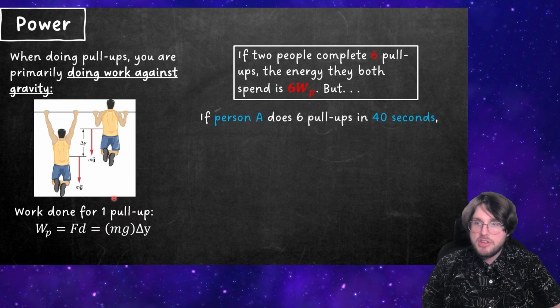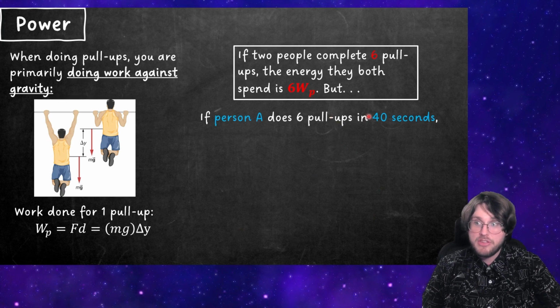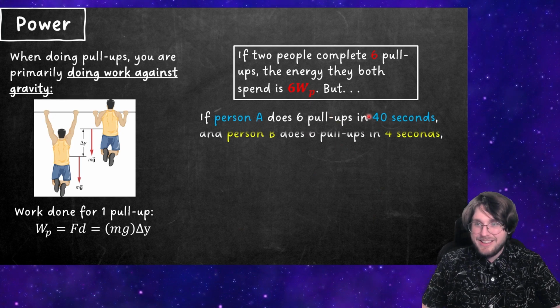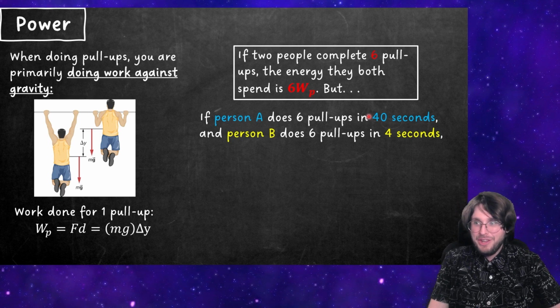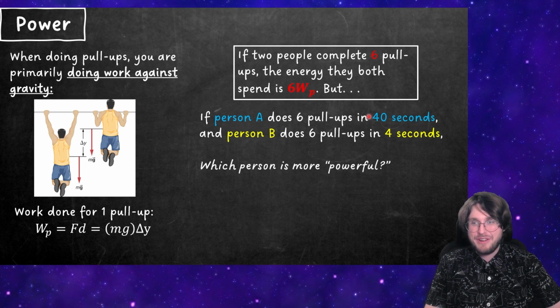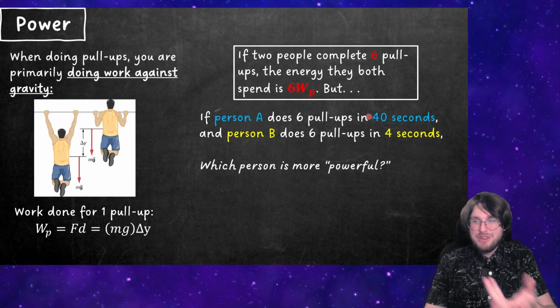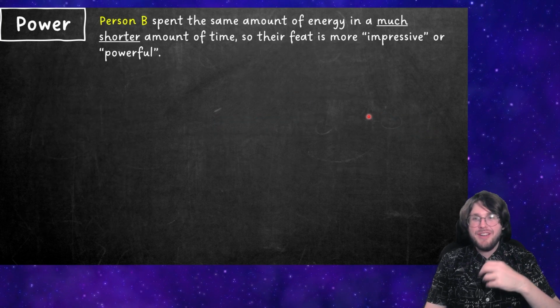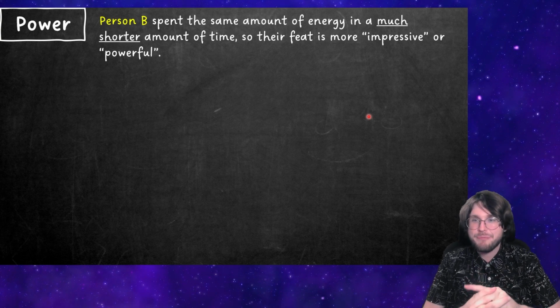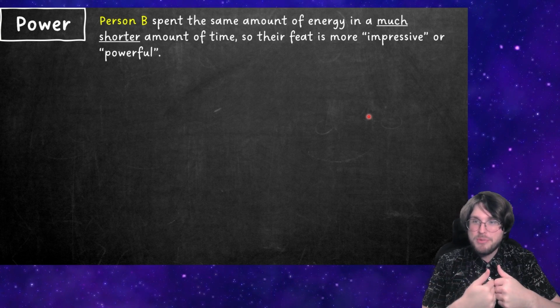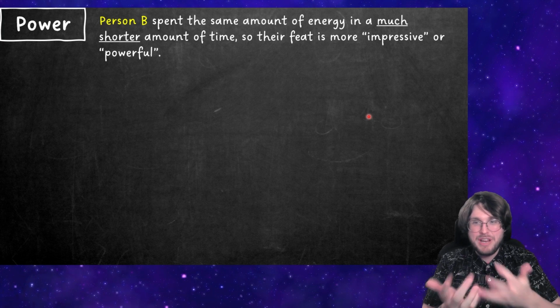Well, say person A does 6 pull-ups in 40 seconds. That would probably be me. And then person B does 6 pull-ups in 4 seconds. Well, I'll let you think about that for a second. Which one do you feel like is more powerful? Well, if you said person B, I would tend to agree with you. Doing 6 pull-ups in the span of 4 seconds feels pretty impressive.